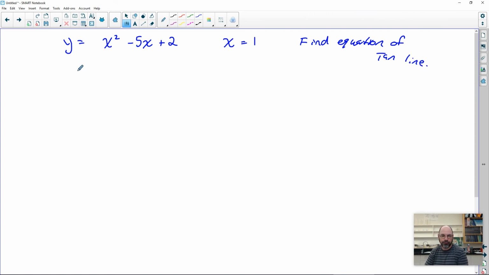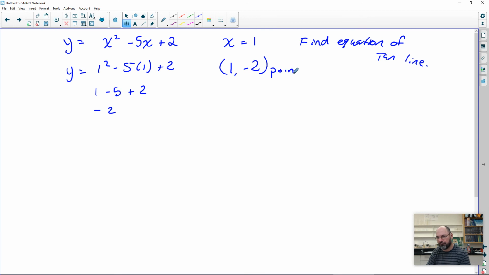Okay, so first thing is to plug in the 1. Y equals 1 squared minus 5 times 1 plus 2. So that's 1 minus 5 plus 2. So that's negative 2. So our point is 1, negative 2. We've got our point. Step 1 done.